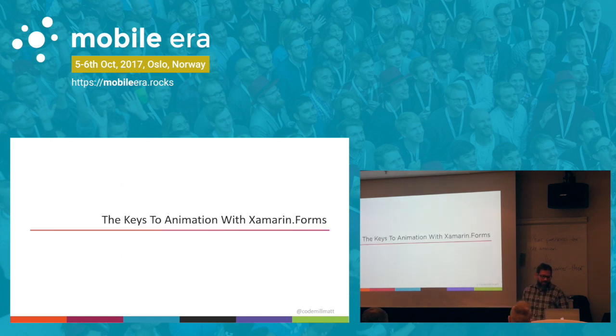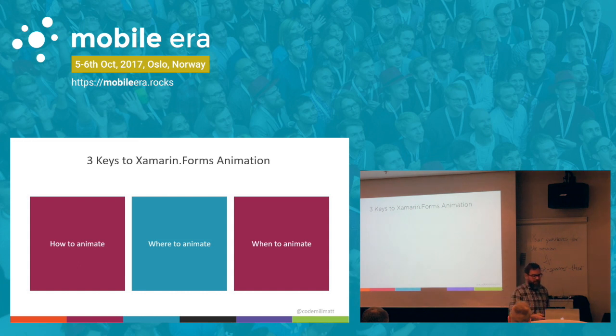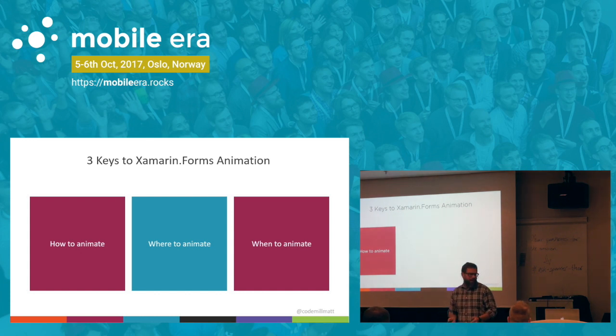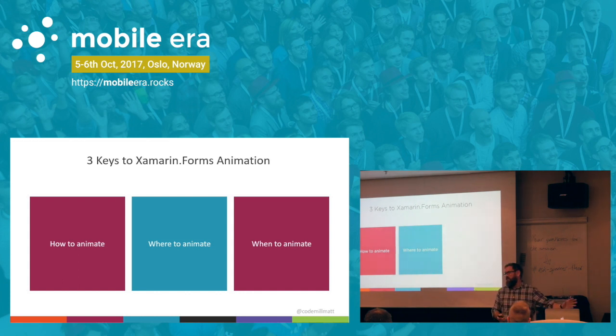So that brings us to the keys to doing animation with XamarinForms. There's 3 of them I want to talk about. First off is how to animate. And here is the different frameworks we can use. Next up is where to animate. And here I'm talking about physically where are we going to put the code in order to do the animation. And then finally, when to animate. When in the app's lifecycle or when the user is interacting with the app, when do we want to actually have the animations pop up?